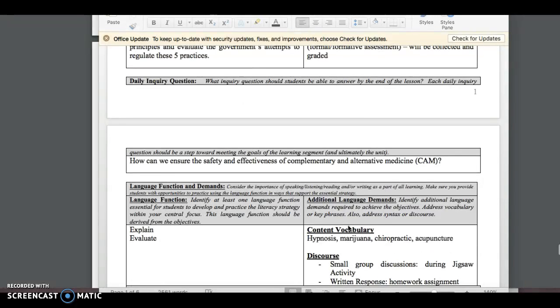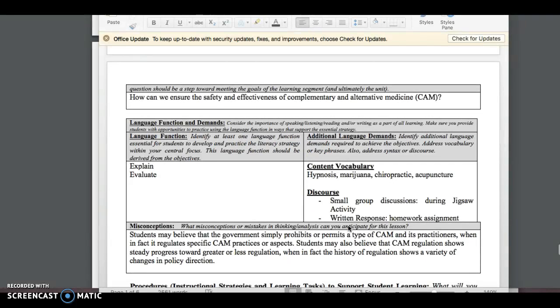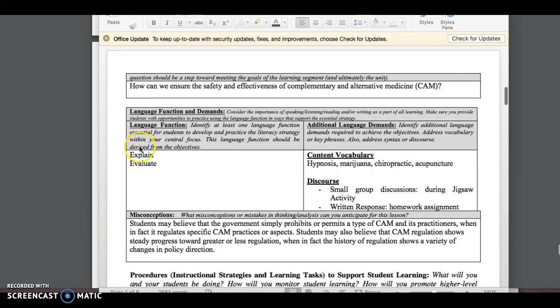So the daily inquiry question is, how can we ensure the safety and effectiveness of complementary and alternative medicine, which is the overall goal that they are trying to answer in this lesson. For my learning functions, I chose explain and evaluate because they're going to be explaining these 5 categories of CAM, and they're also going to be evaluating the government's regulatory practices on them and whether they agree or disagree with the government. Some of the content vocabulary I included: hypnosis, marijuana, chiropractic, and acupuncture.